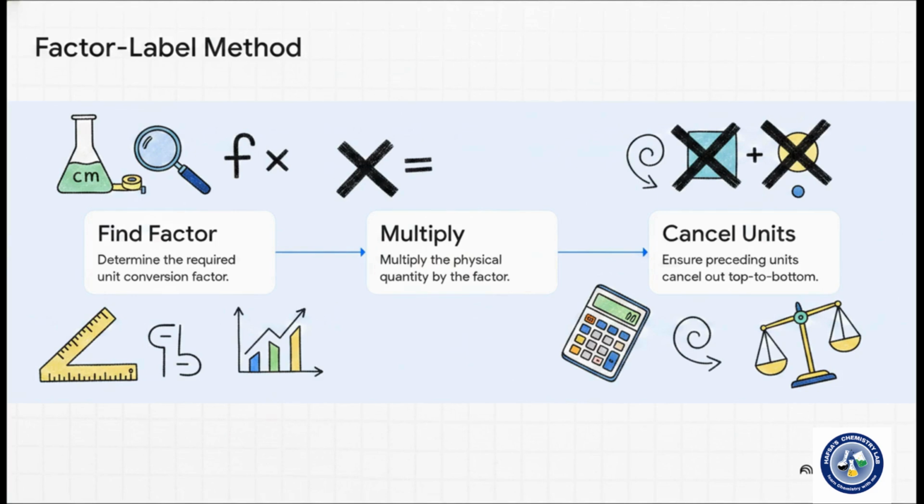Second, you multiply your starting quantity by that factor. And third, and this is the absolute secret to never messing up, string them together in a way that your preceding units cancel out top to bottom. It lets us safely convert literally anything without losing our mathematical way.